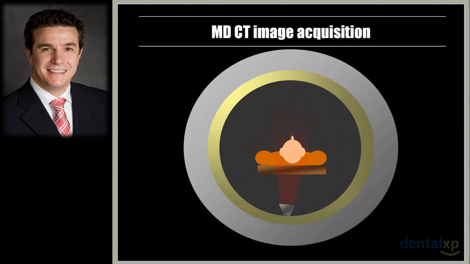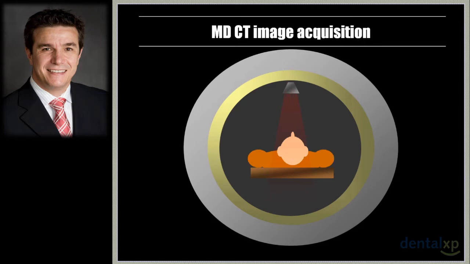So every time the rotating X-ray source rotates around the patient's head, it completes a slice, if you wish, or a scan, and then as you can see, the patient's table is moving to a new area, so another slice will be acquired, and another, until the entire imaging volume is scanned.